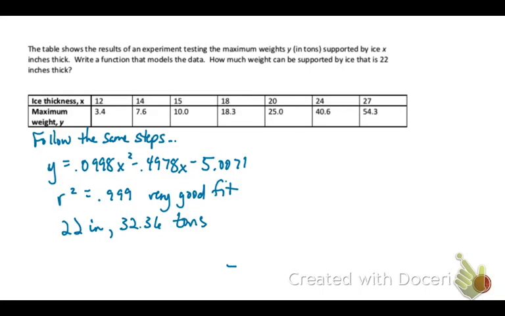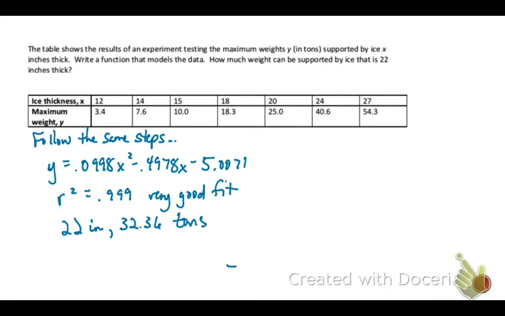All right, make sure that you have captured that equation in your notes. And the correlation coefficient, 0.999, I think it was even one more 9. It's a very good fit. And so an ice thickness of 22 inches can support a weight of about 32.36 or 4 tons. And notice that this falls right into the reasonableness of our table there.